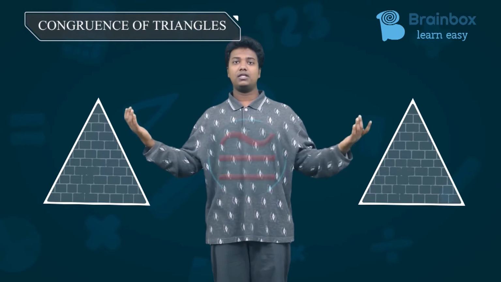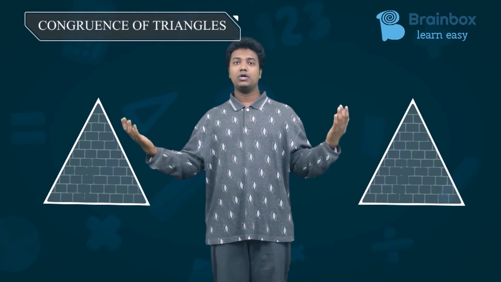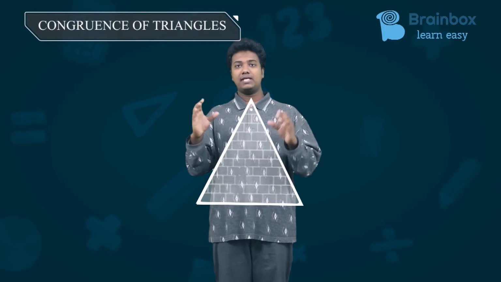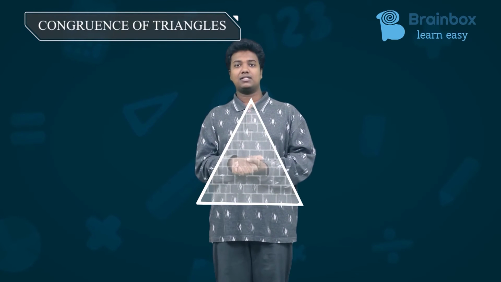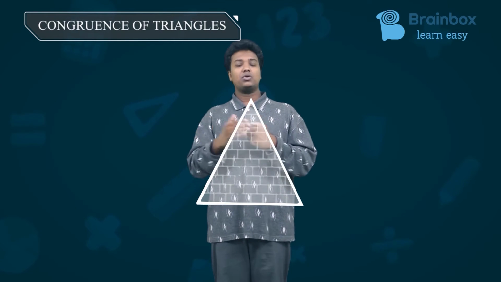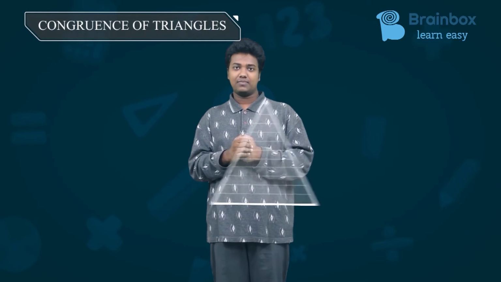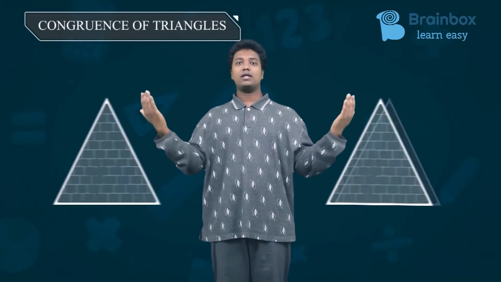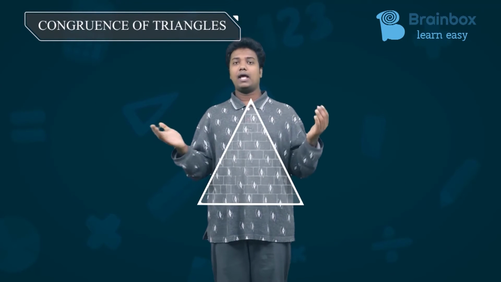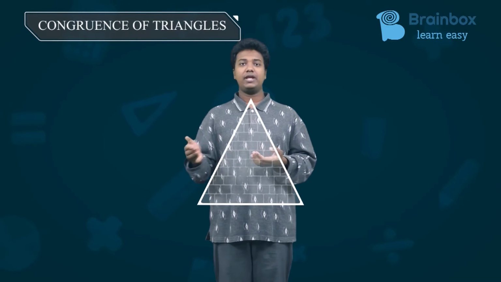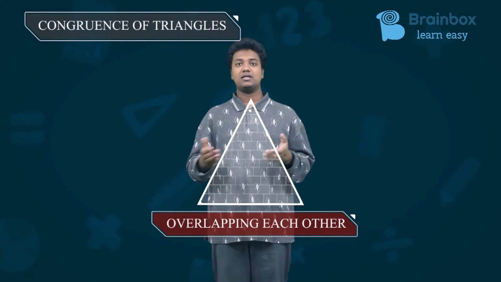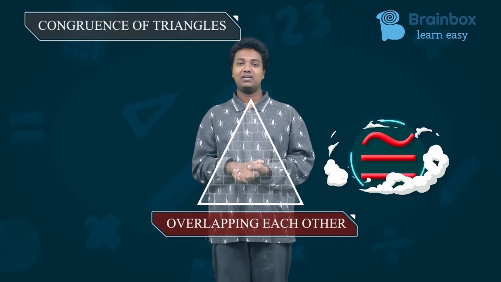If you want to check the congruence of these two triangles, you can put one triangle over the other. They will be exactly overlapping one another. So these two triangles are said to be congruent. You can flip them, you can roll them, and you can slide them. In every case, they will be overlapping each other. Hence, the triangles are said to be congruent.